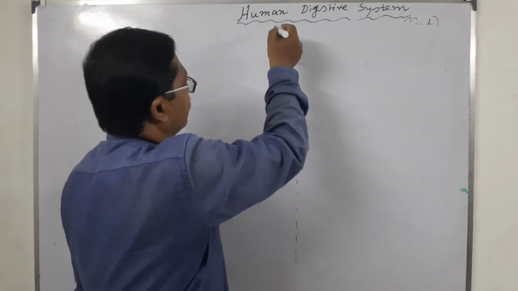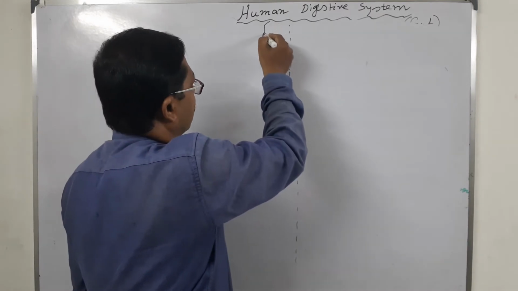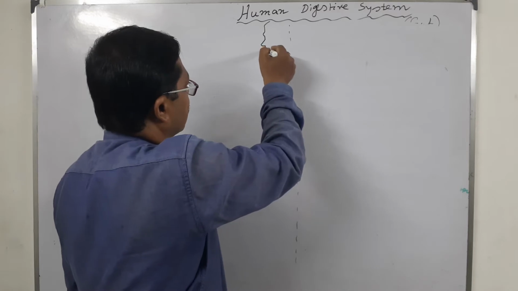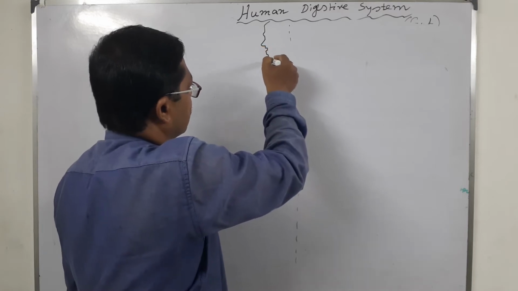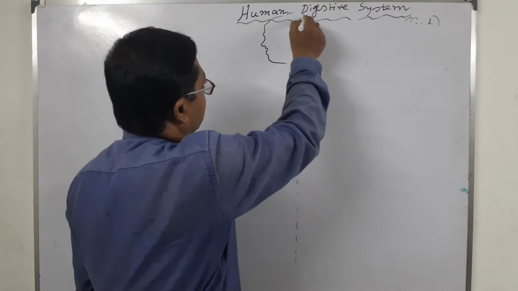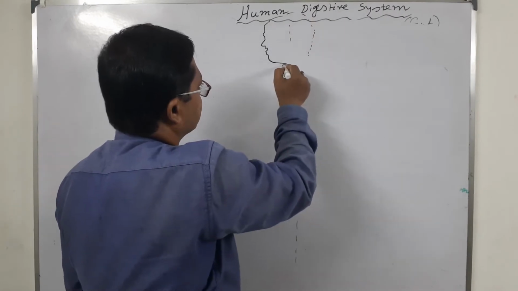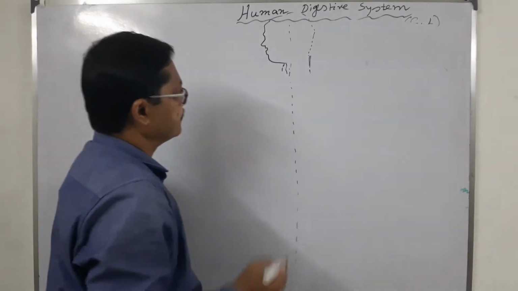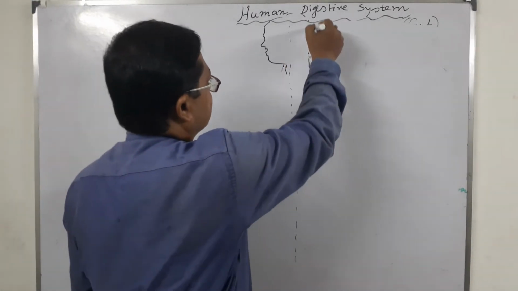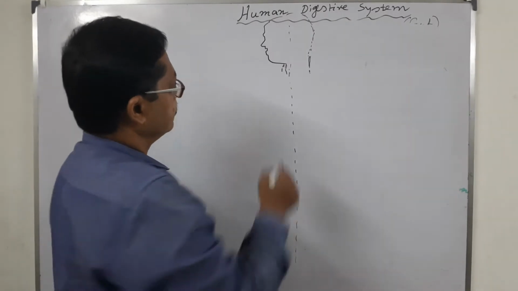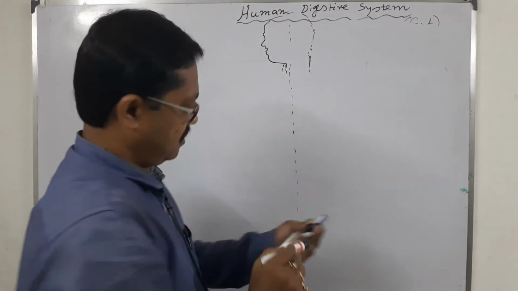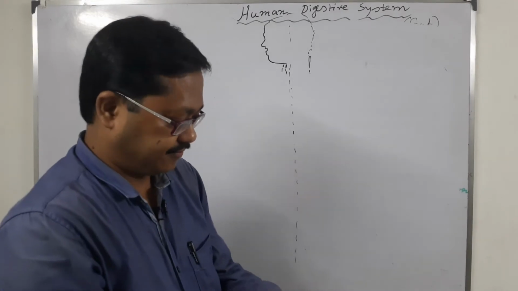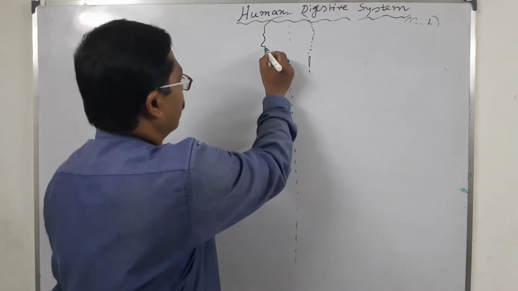Firstly, we draw this. This is our head and neck. Let's diagram here. The first part of our digestive system is the oral cavity. This is the oral cavity.